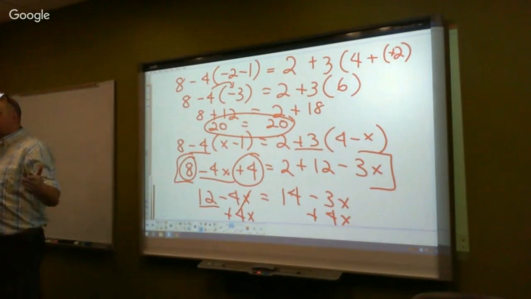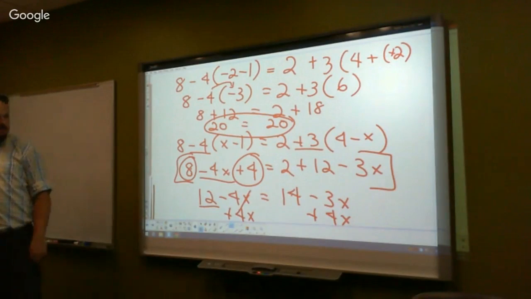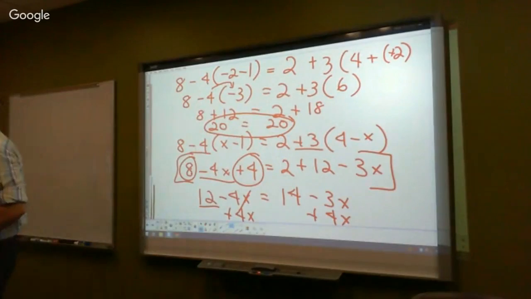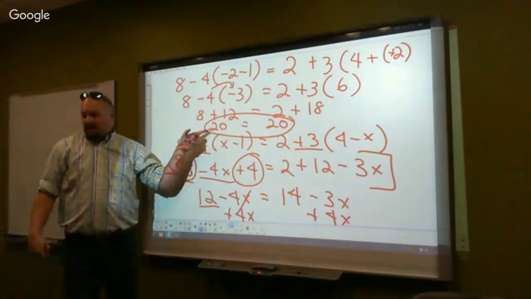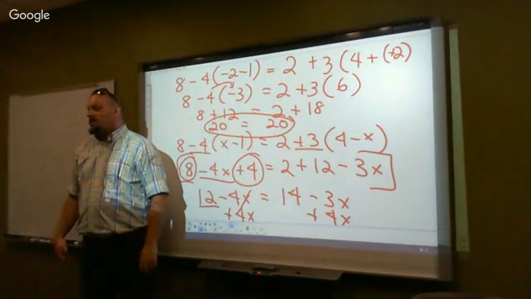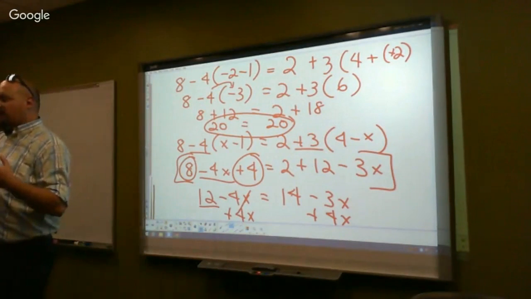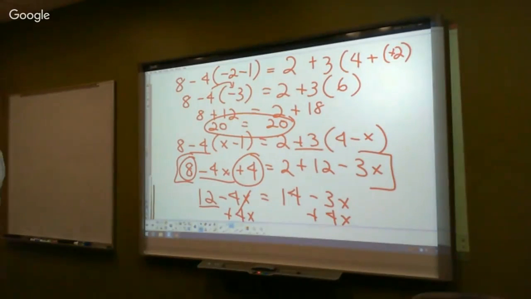What's our answer? -2. If 20 equals 20, -2 is our answer. If this came out to like 10 equals 20, does 10 equal 20? No. Therefore, we'd have to check our answer. X is not what we thought it was.